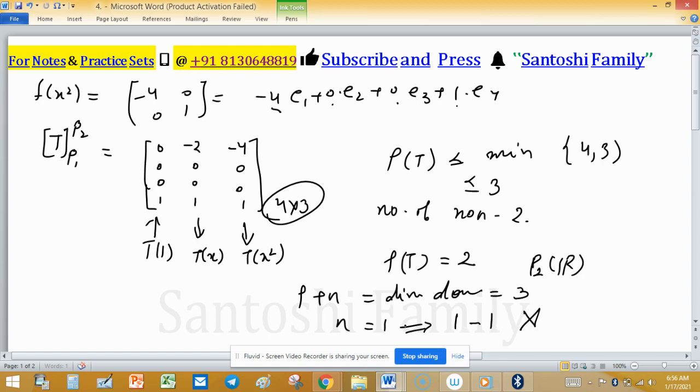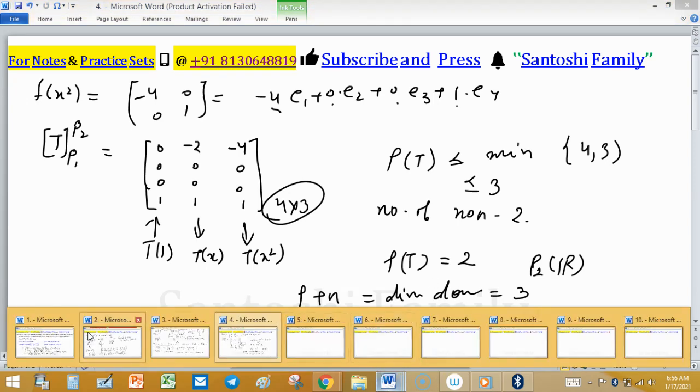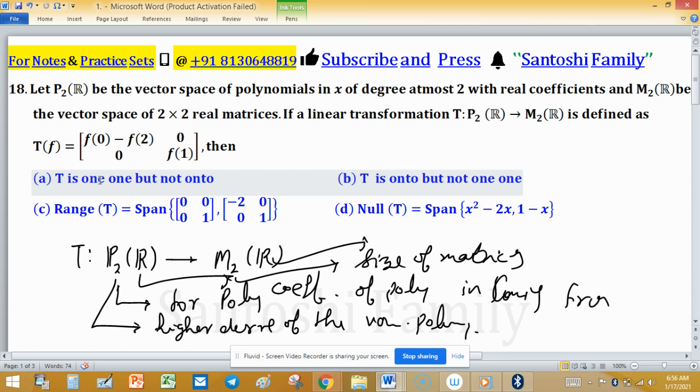If nullity is 0, then T will be one-one. So as in the options, T is one-one, option A is discarded here. Now we will check option B. In option B, T is onto, and in option C, the range space and null space are spanning sets, and we check whether it is the span of this set or not.